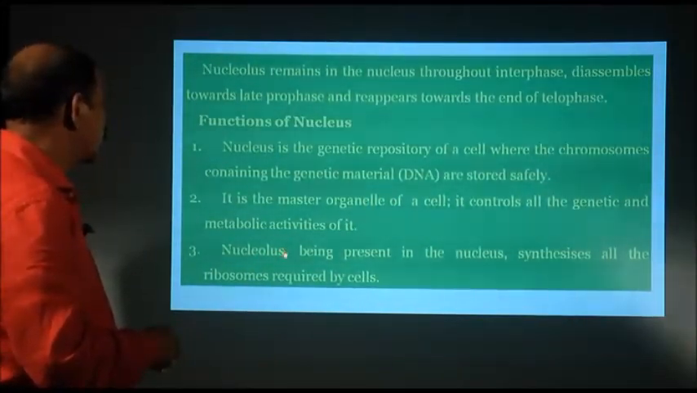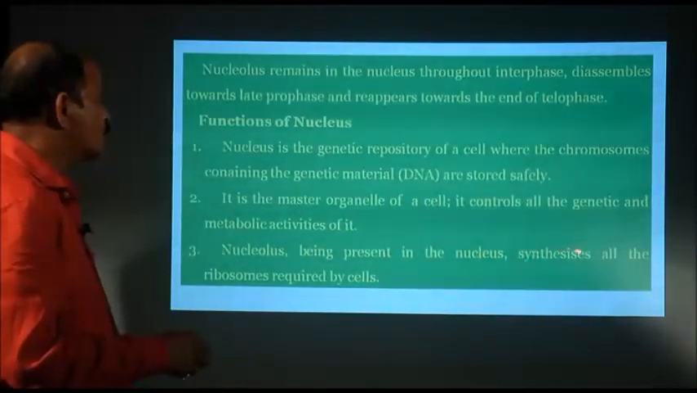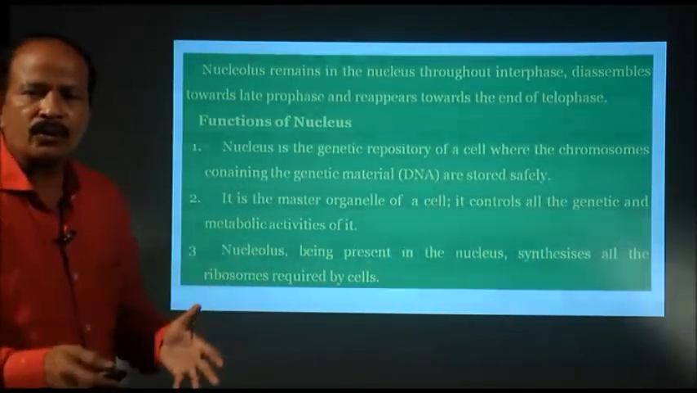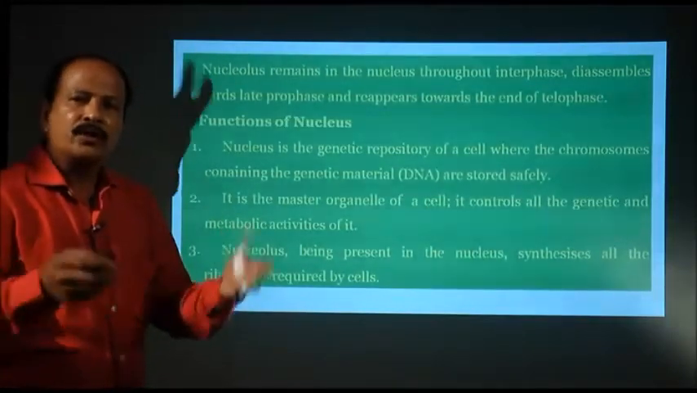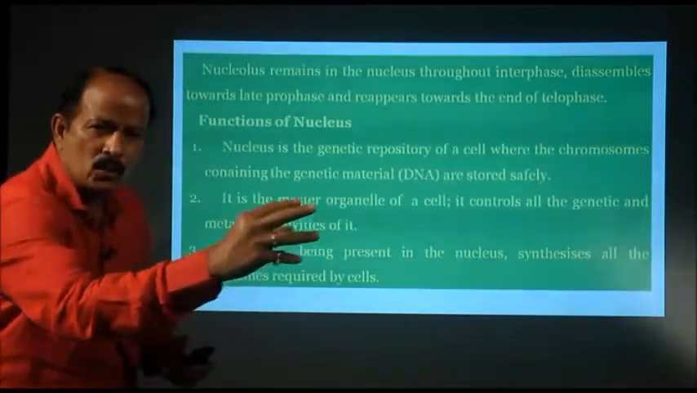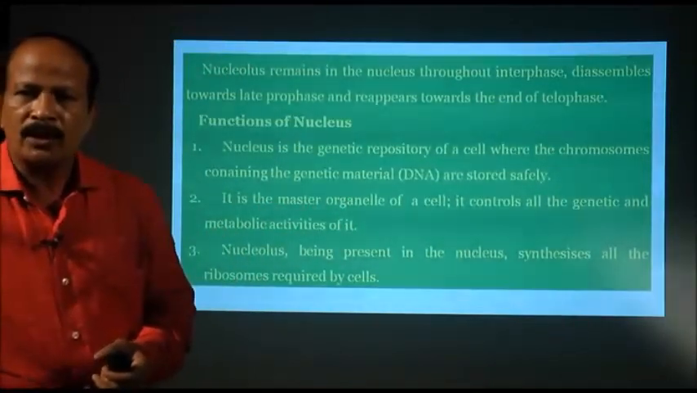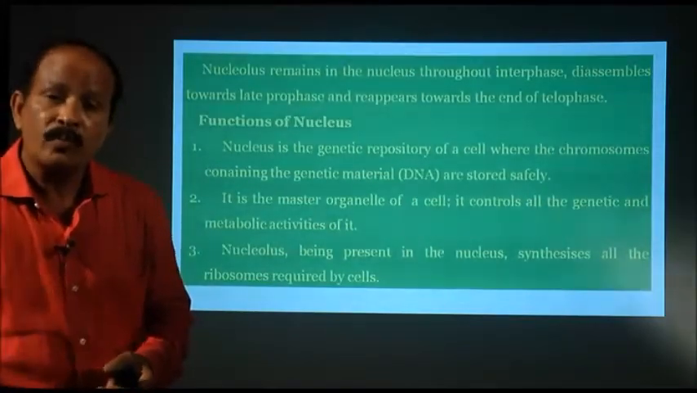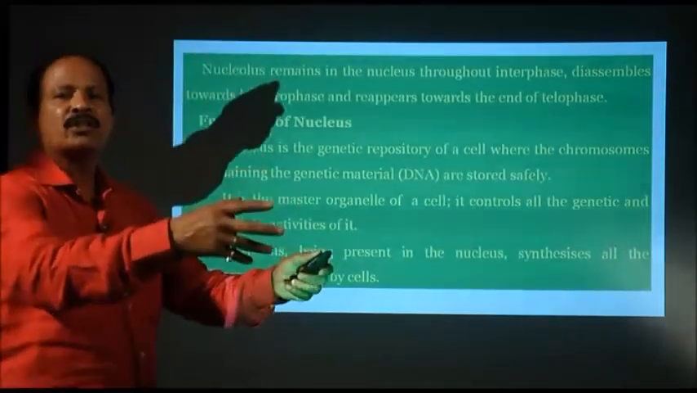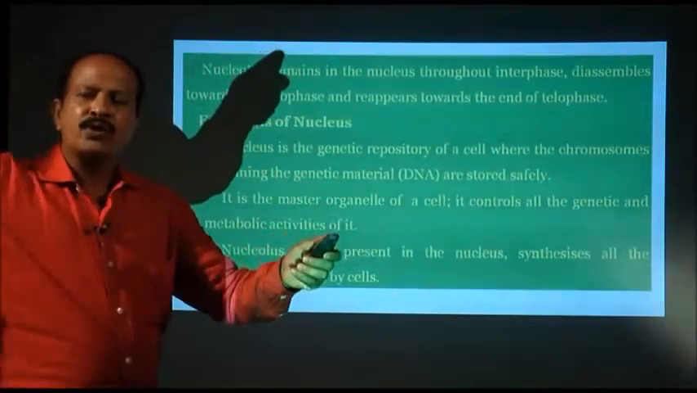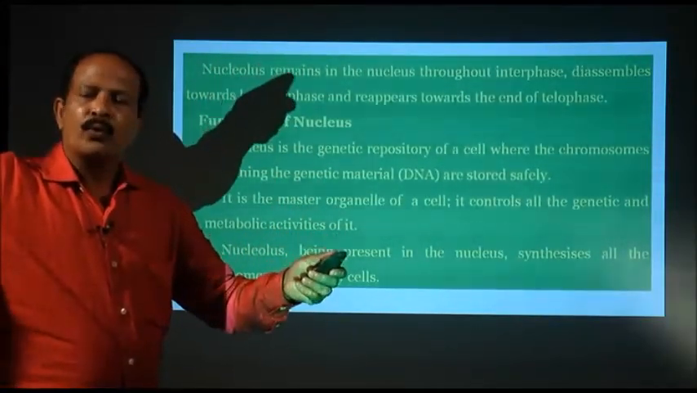Nucleolus, the little nucleus, being present on the nucleus, synthesizes all the ribosomes required by the cell. So ribosome synthesis is taking place in the nucleolus and subsequently they are transported to the cytoplasm where they work, through the nuclear pore complexes. Similarly, mRNA is also synthesized in the nucleus and they are transported to the cytoplasm for protein synthesis.